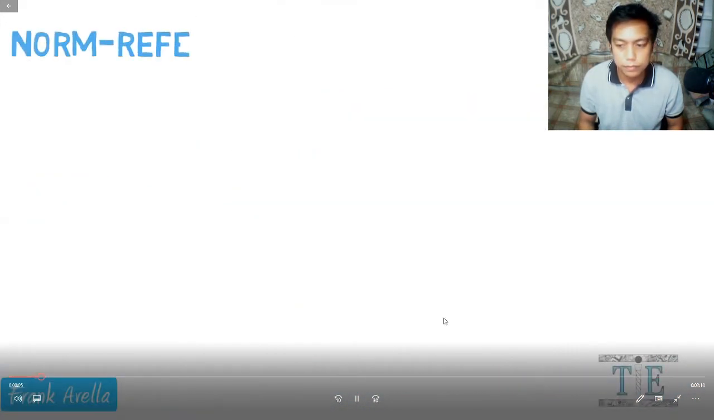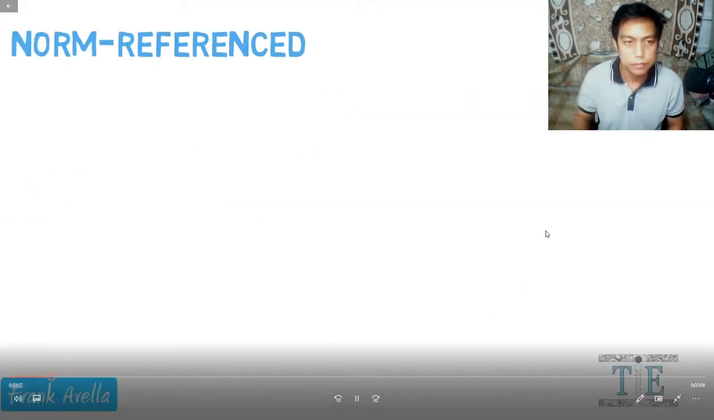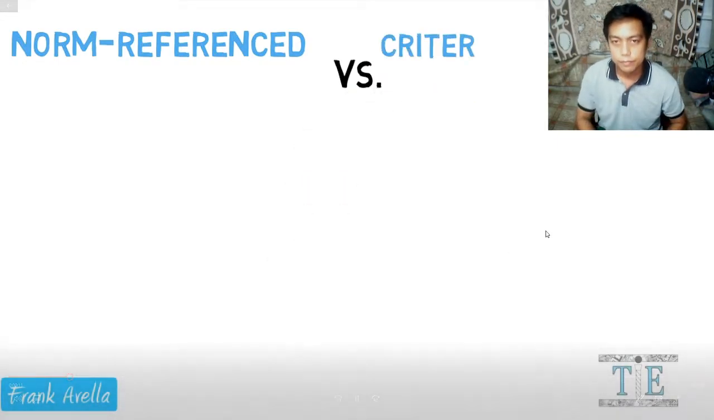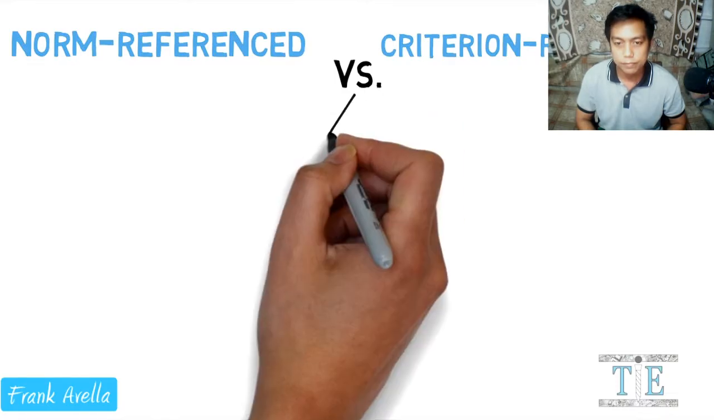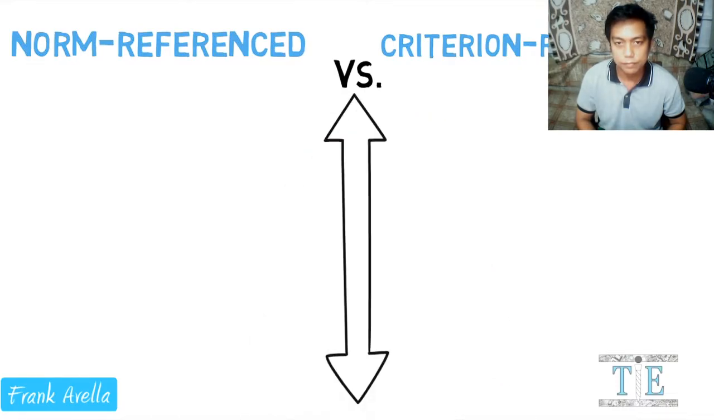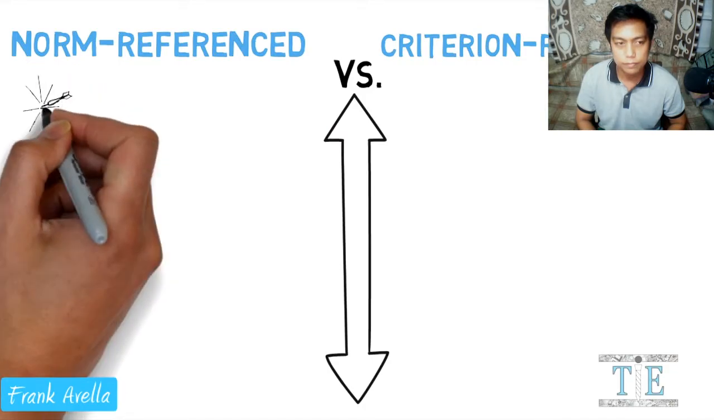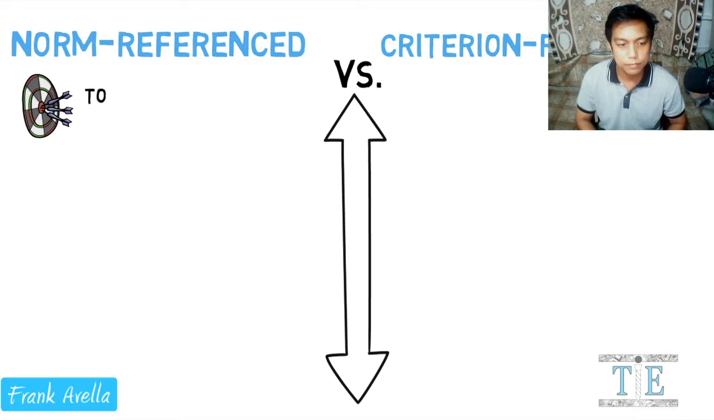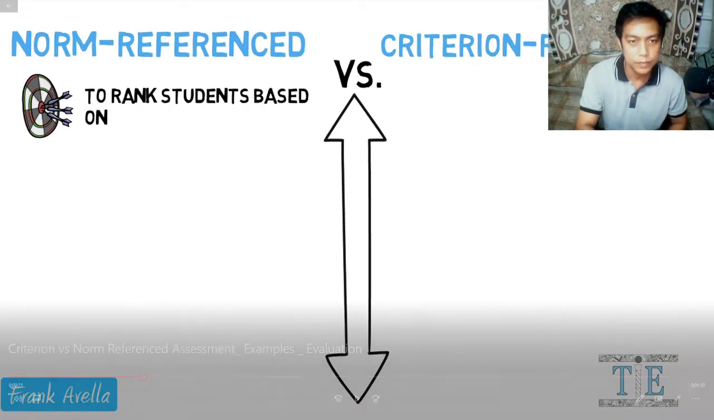Hello and welcome to Teachings in Education. Now let's compare norm referenced assessments versus criterion referenced assessments. How are they similar and how are they different? So what is the aim or purpose of norm referenced assessments? Well, they have a goal to rank students.